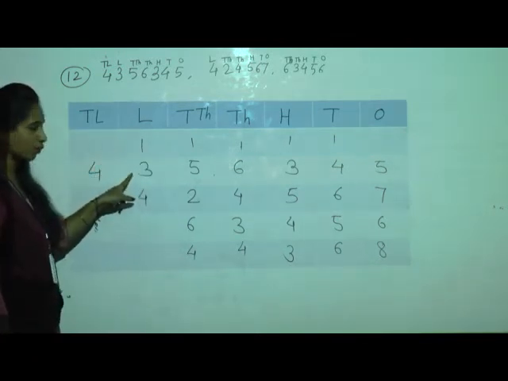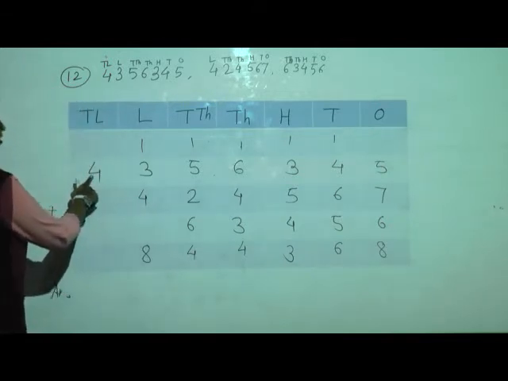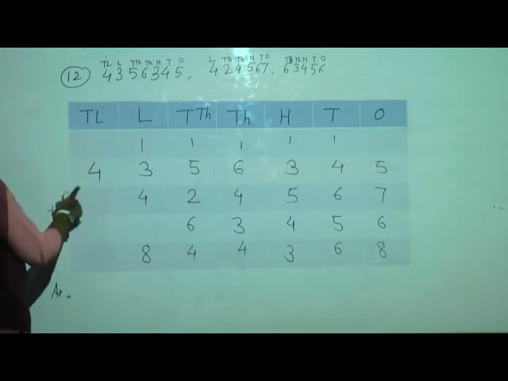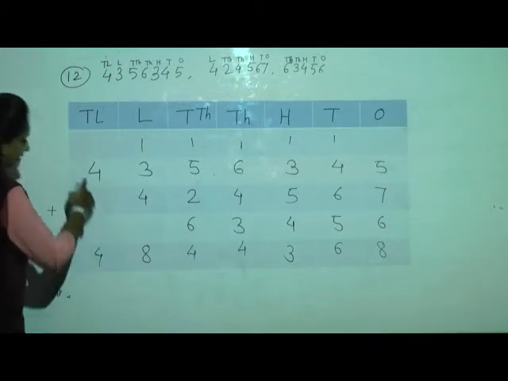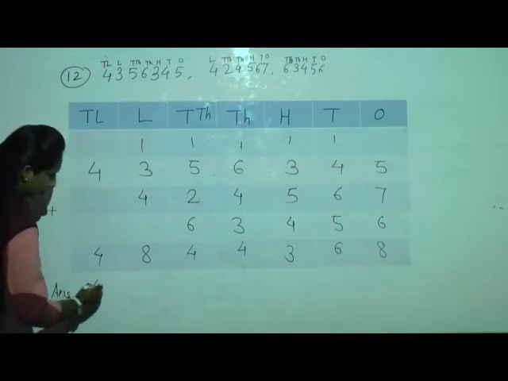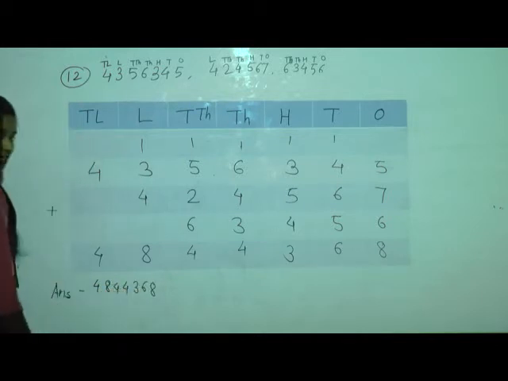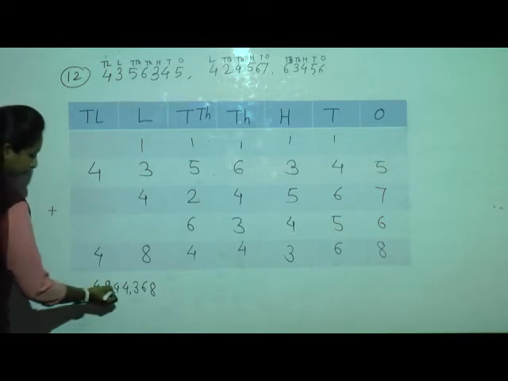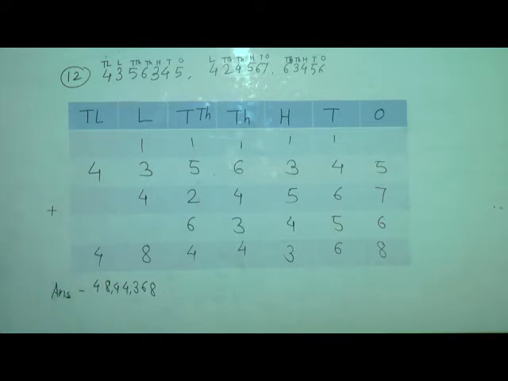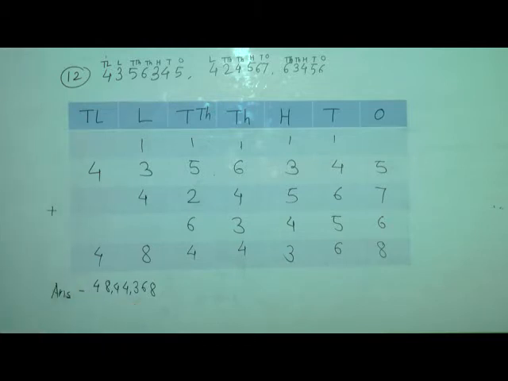1 plus 3 is 4. 4 plus 4 is 8. And the last is on 10 lakhs place, only 4 they had given. So place the 4 as it is because nothing is there to add. So what is the answer we got? 4844368. Give comma after 3 digits, after 2 digits. So the answer is 48,44,368. Understood? Yes students, got it?